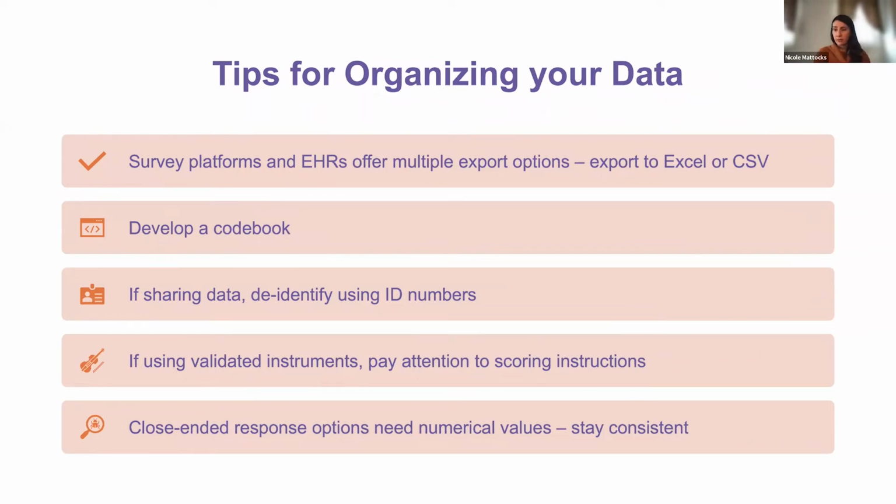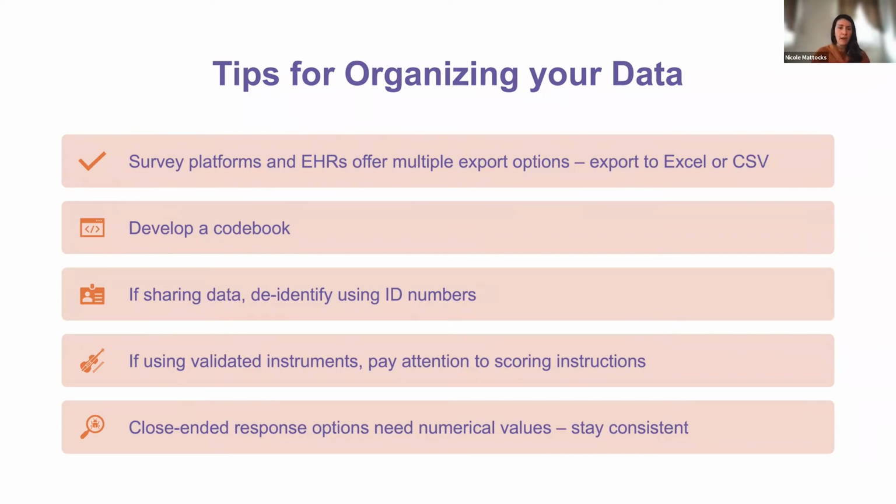When you're using a survey platform to gather information, I briefly mentioned this before, but survey platforms and EHRs, which most agencies use now, electronic health record systems like Credible, for example, they offer multiple export options so that you can extract data directly from these platforms or systems and pull it into an Excel or CSV file. Sometimes you can export directly into other data format files as well. But I find that Excel or CSV are the easiest to work with, especially because you can then retool those to use in another format.